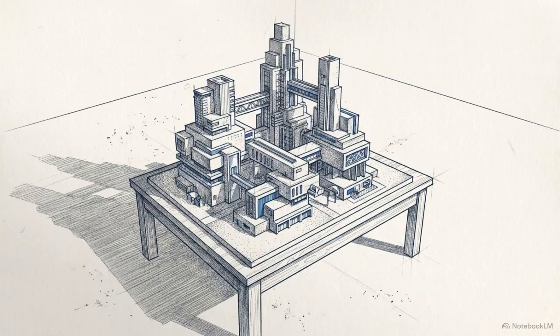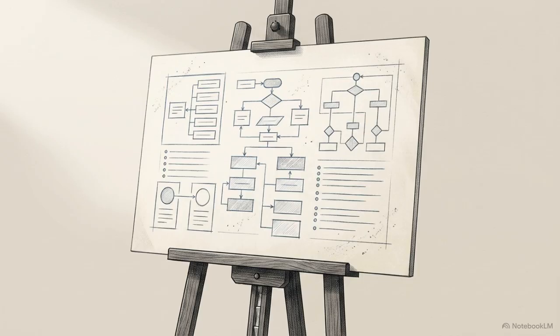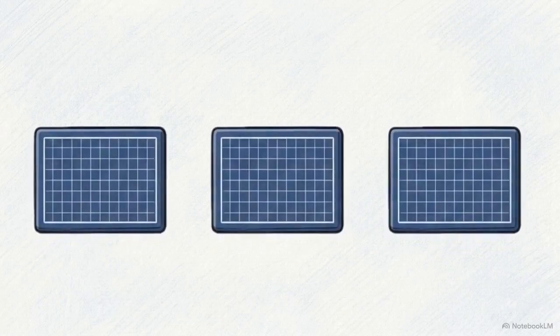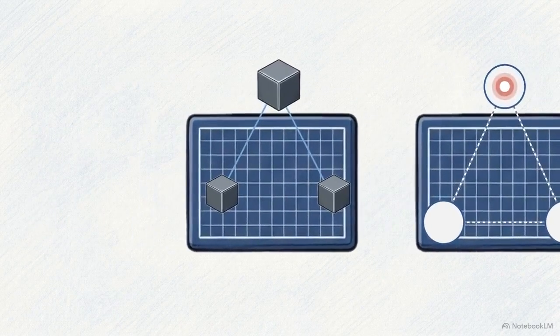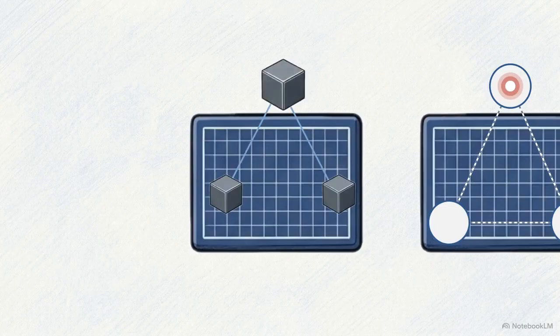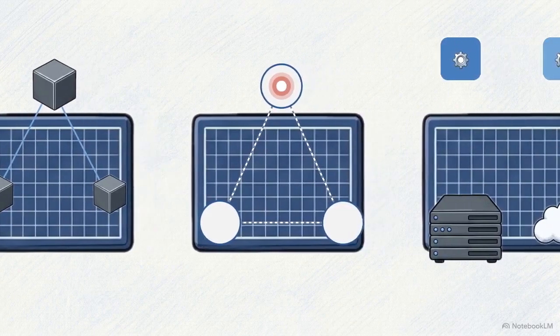Step 4 is documentation. A brilliant architecture doesn't mean anything if you can't hand it over to developers to build or explain it to managers to fund. We translate the design into standardized formats. First is the building block view. This maps out the static structure of the system, showing the distinct modules and how they connect to one another.